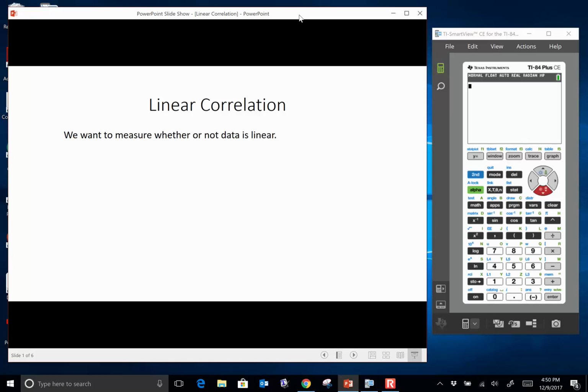In this video, we're going to talk about linear correlation. What I mean is we want a way to measure whether or not data is in fact linear. Let me give you an example of what I mean. Consider these two scatter plots.